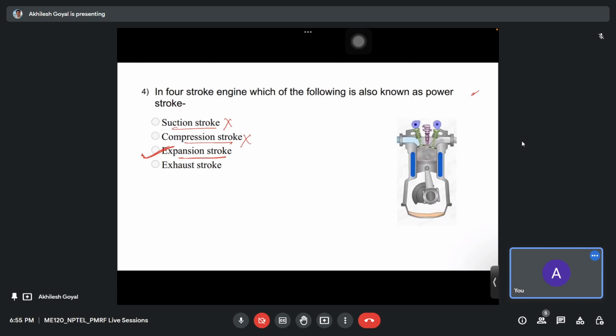Let's move to the next question. Here you can see in this image, in the case of only expansion stroke, the fuel burns and we get the power at the shaft. Okay, let's move to the next question.